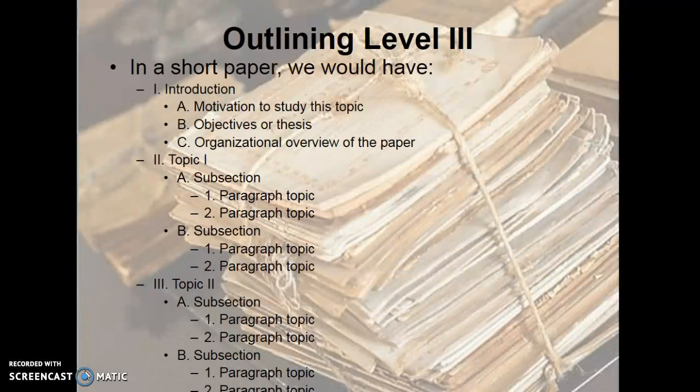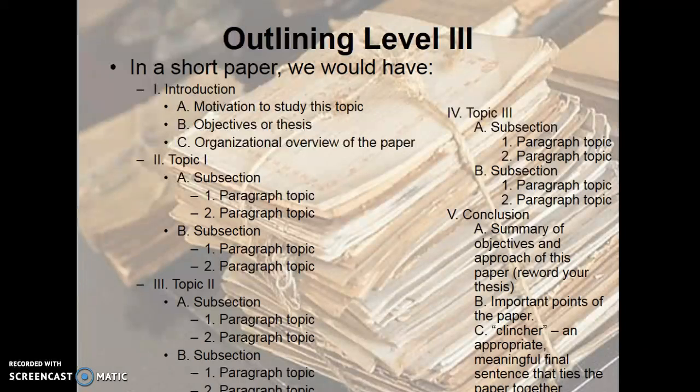Okay, so let's look overall. This is for a short paper. In a longer paper, you're going to have underneath each paragraph topic some subtopics, if we went to like a level 4 outline, but we're just going to discuss through level 3. So we have our introduction that we talked about, and then our topics, subsections, and then paragraph topics within those subsections for topics 1, 2, and 3, and then our conclusion that we also talked about.